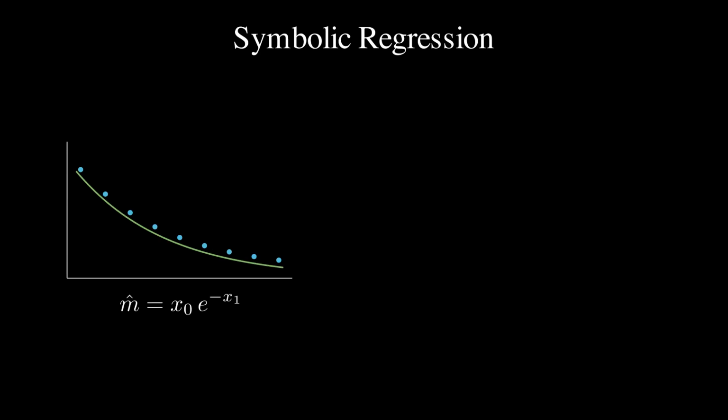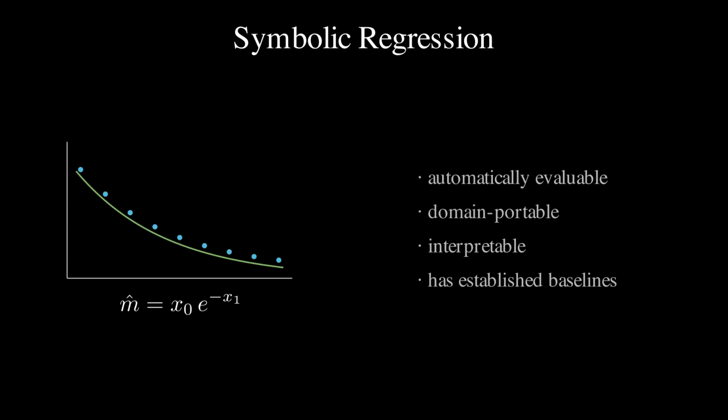One task has carried every example in this series, and it is worth naming: symbolic regression, discovering a mathematical expression that describes the relationship between features and a target. Unlike ordinary regression, the functional form is not fixed in advance. The search explores a large, discrete space of possible expressions. It is the teaching vehicle for 4 reasons. It is automatically evaluable, the fitness a number with no human in the loop. It is domain portable. A biologist finds enzyme kinetics, a physicist a force law, and the framework does not change. It is interpretable. The output a symbolic expression you can read and critique, and it has established baselines.